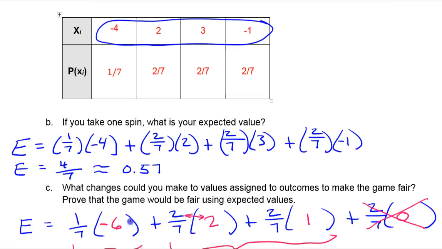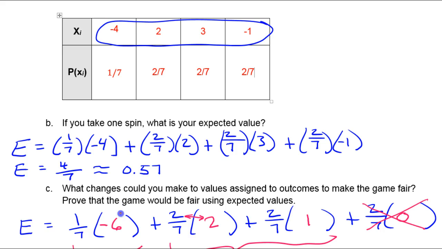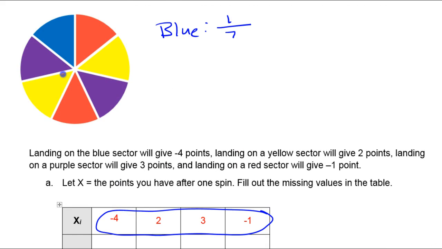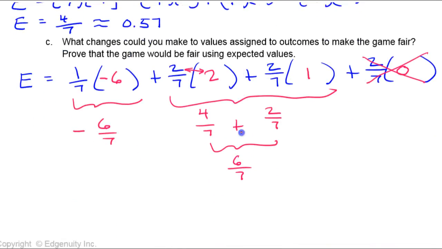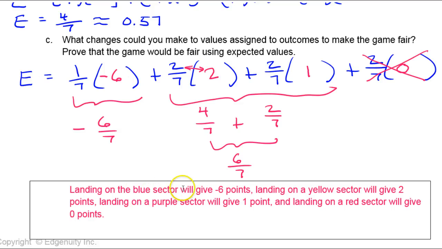But it's basically going to be the -6 must be for the blue one, and then everything else will go in order. So let's just write that down. Landing on the blue sector will give -6 points. Landing on a yellow sector will give 2 points. Landing on a purple sector will give 1 point. And landing on a red sector will give 0 points. And we've already proved why that would make it a fair game.